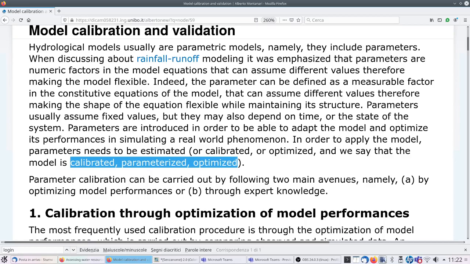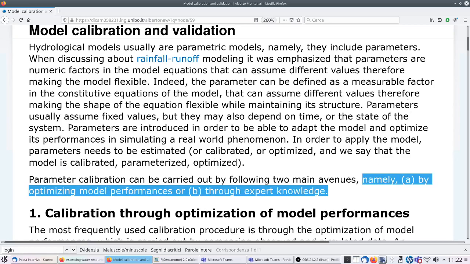And there are two ways, two main avenues to carry it out. And the two main avenues are by optimizing model performances or through expert knowledge. Expert knowledge or measurement. Like, for instance, I'm taking a note because I want to add, after expert knowledge, plus measurements. Okay. Now, actually, expert knowledge may be a synonym of measurement because by measuring you gain your personal knowledge. So let's say that there are two avenues.